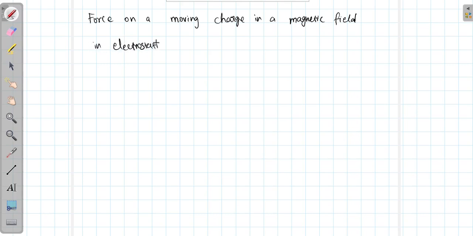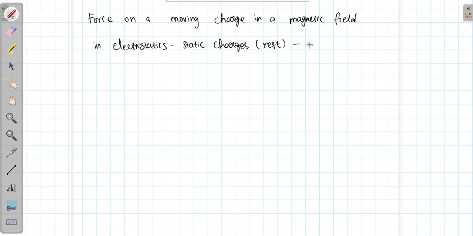Force on a moving charge in a magnetic field. In the first two lessons, we discussed electric charges in electrostatics, where we only discussed static charges, the charges at rest.